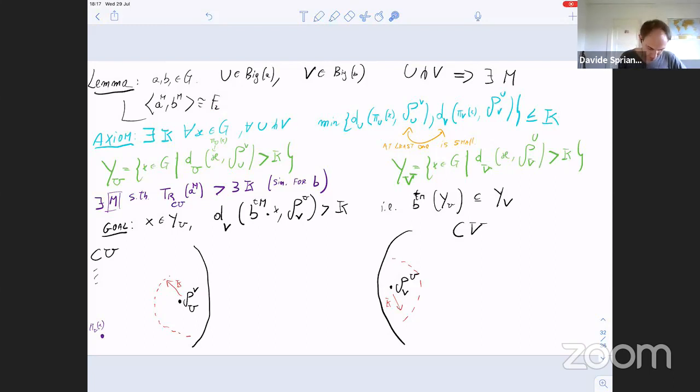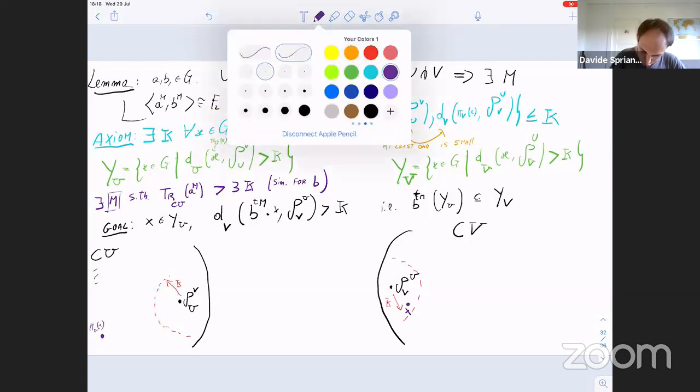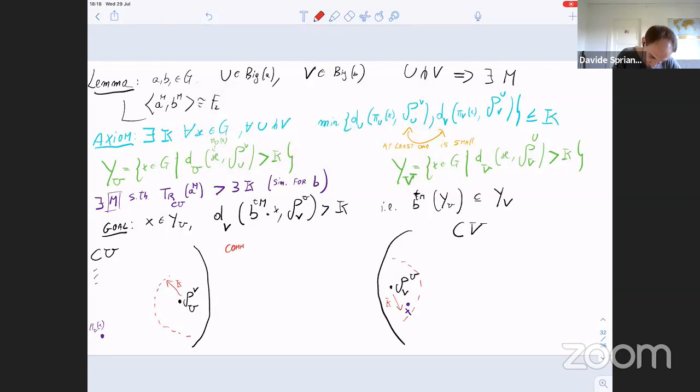So what I was saying: if x projects here on CU, this is our assumption, so that x projects far away from this point rho VU, then the consistency axiom says that since the distance in U between x and rho VU is bigger than K, the projection on V between x and rho UV is small. So from this, we can conclude that x needs to project, so just write x instead of the projection, inside here in V. But then there is some commutativity of the diagrams that tells me that the projection on V of B to the M x is the same as the action of B to the M over the projection on V of x.